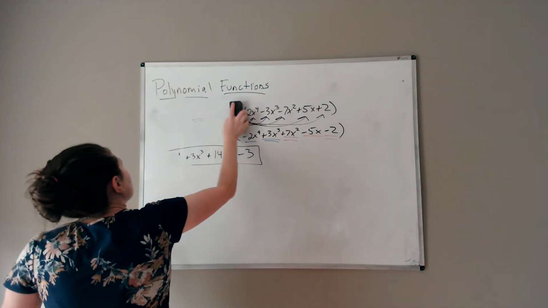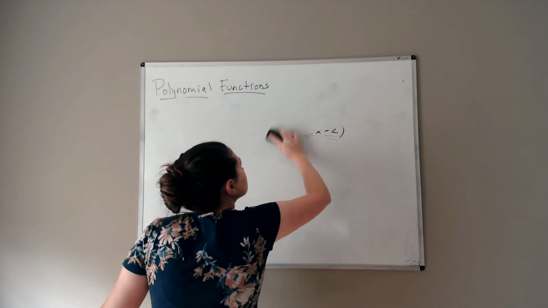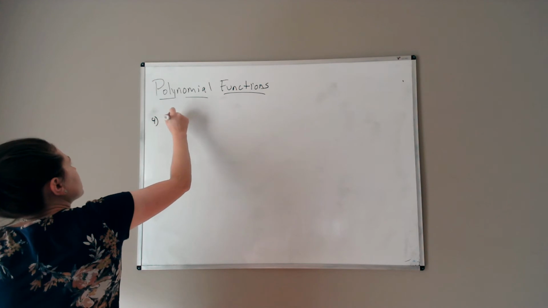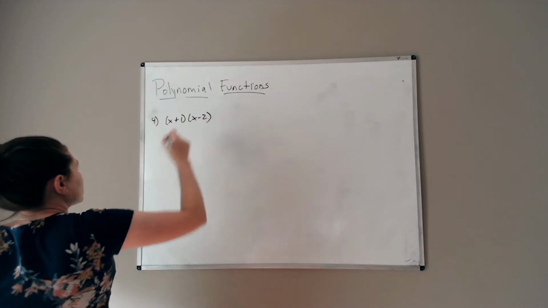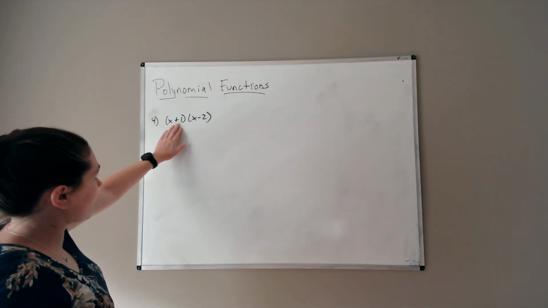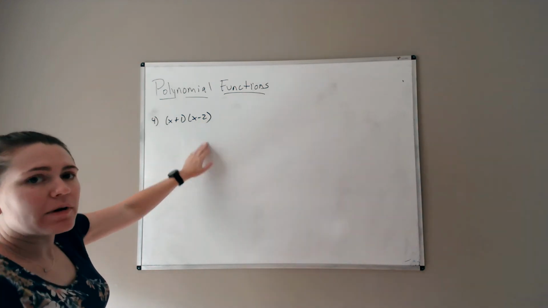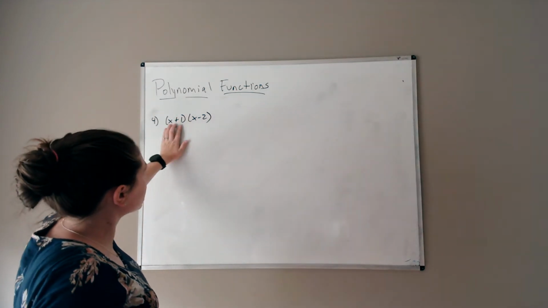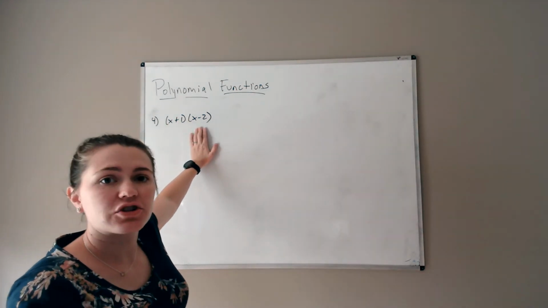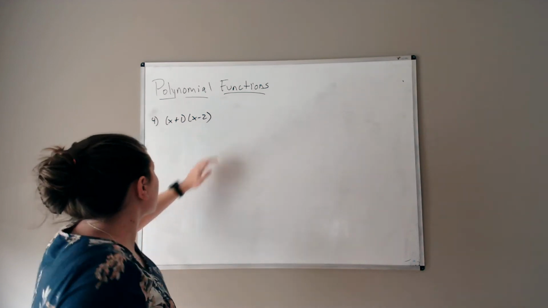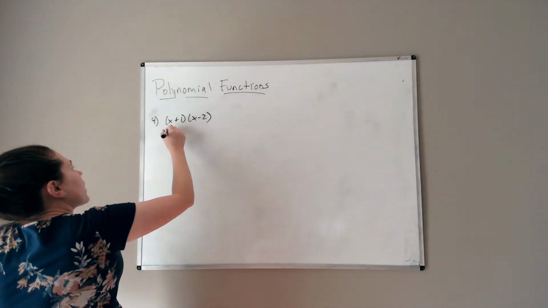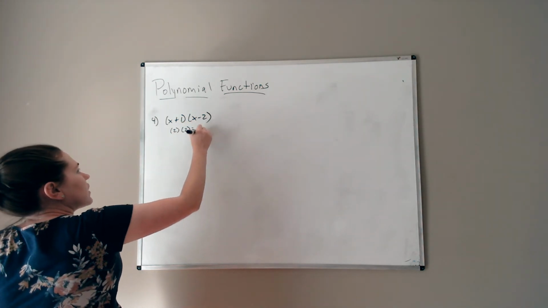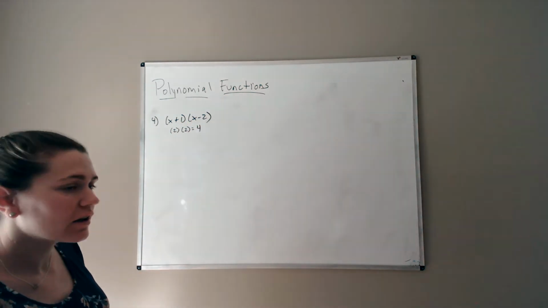So I'll show you that you've already done this before. Number 4, x plus 1 times x minus 2. You've done this before. This is a linear binomial times a linear binomial. Remember, the distribution property says that each term in the first set of parentheses needs to get multiplied by each term in the second set of parentheses. So if you want to know how many terms are in your product, the number of terms times the number of terms tells you the total number of terms you're going to get.